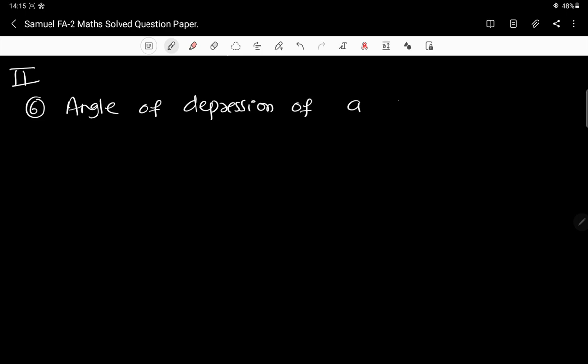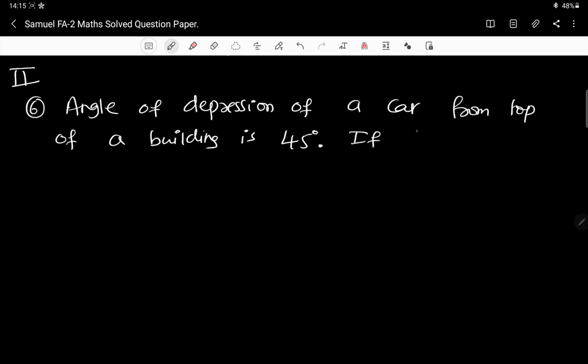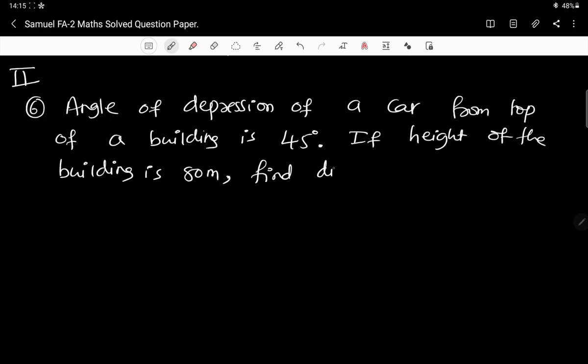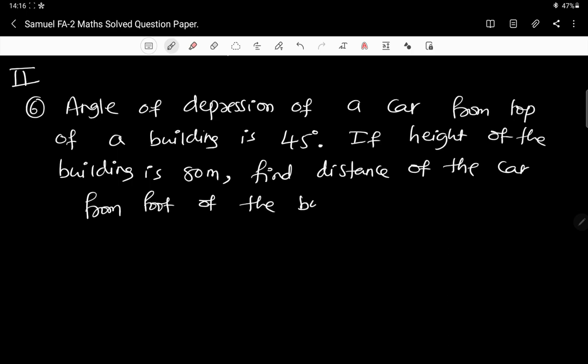Angle of depression of a car from top of a building is 45 degrees. If height of the building is 80 meters, find distance of the car from foot of the building.